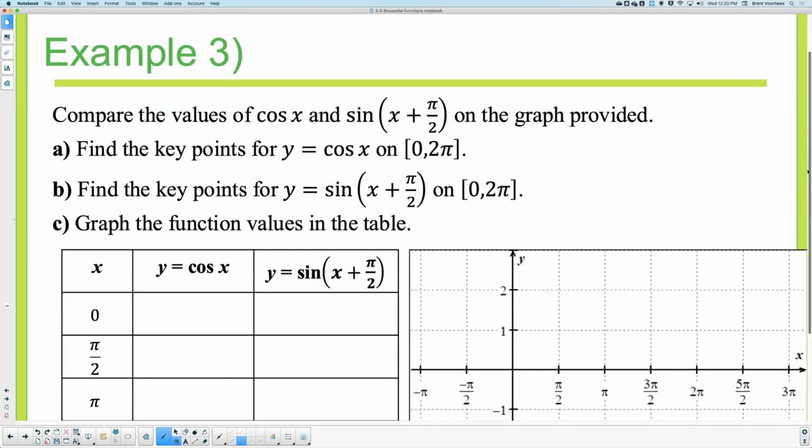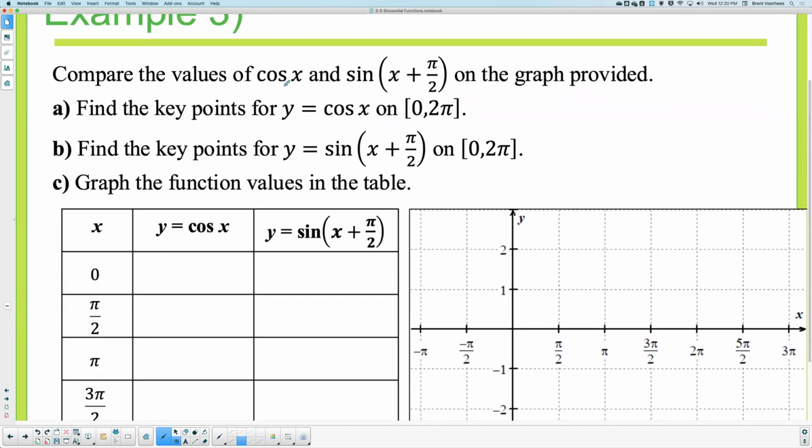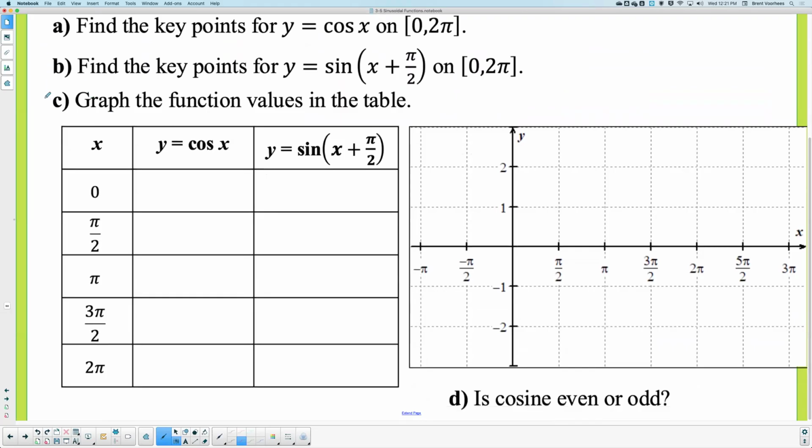Now, as you come here, this is actually our second learning objective of the day. I'm not going to go back to the learning objective, but it's going to compare the values of cosine to sine of x plus pi over 2. We're going to look at the comparison between these values by completing this table. I'll do part A, B, and C as we go along.